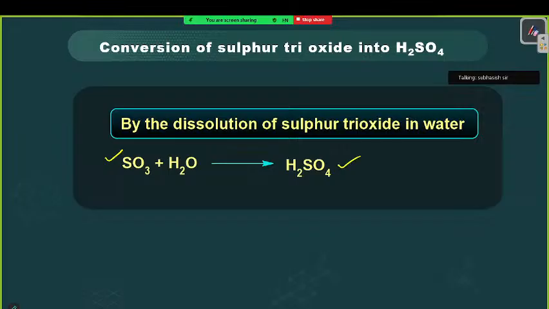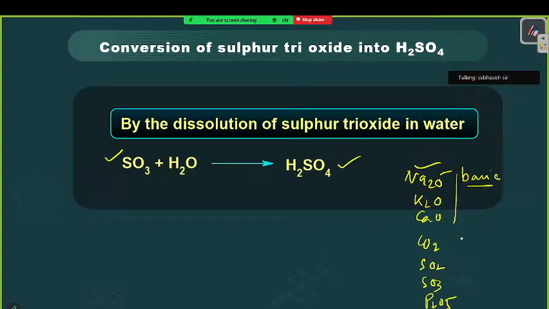Now, the principle is that non-metallic oxides are considered to be acidic or basic. Non-metallic oxides are basic oxides, no, not basic oxides. Actually, non-metallic oxides are acidic oxides. If you consider sodium oxide, it is a metallic oxide, and it is basic. Potassium oxide, calcium oxide, all those oxides are basic in nature. Carbon dioxide, sulfur trioxide, P2O5, all those oxides are acidic oxides.